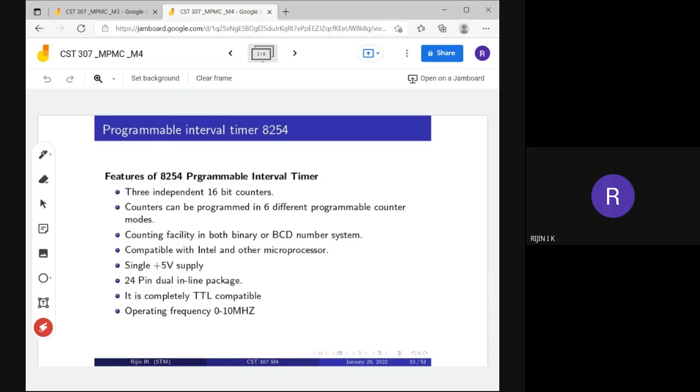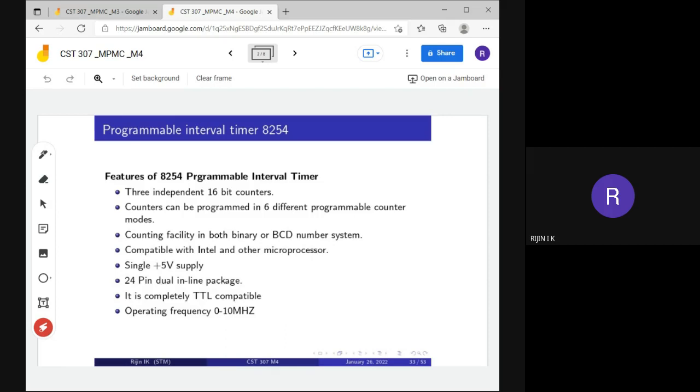It will operate on a single plus 5 volt supply, and the total number of pins in the 8254 IC is 24, in a dual inline package. It is also completely TTL compatible. The operating frequency, as we discussed, is a maximum of 10 megahertz, 0 to 10 megahertz. So these are the features of this 8254 IC.